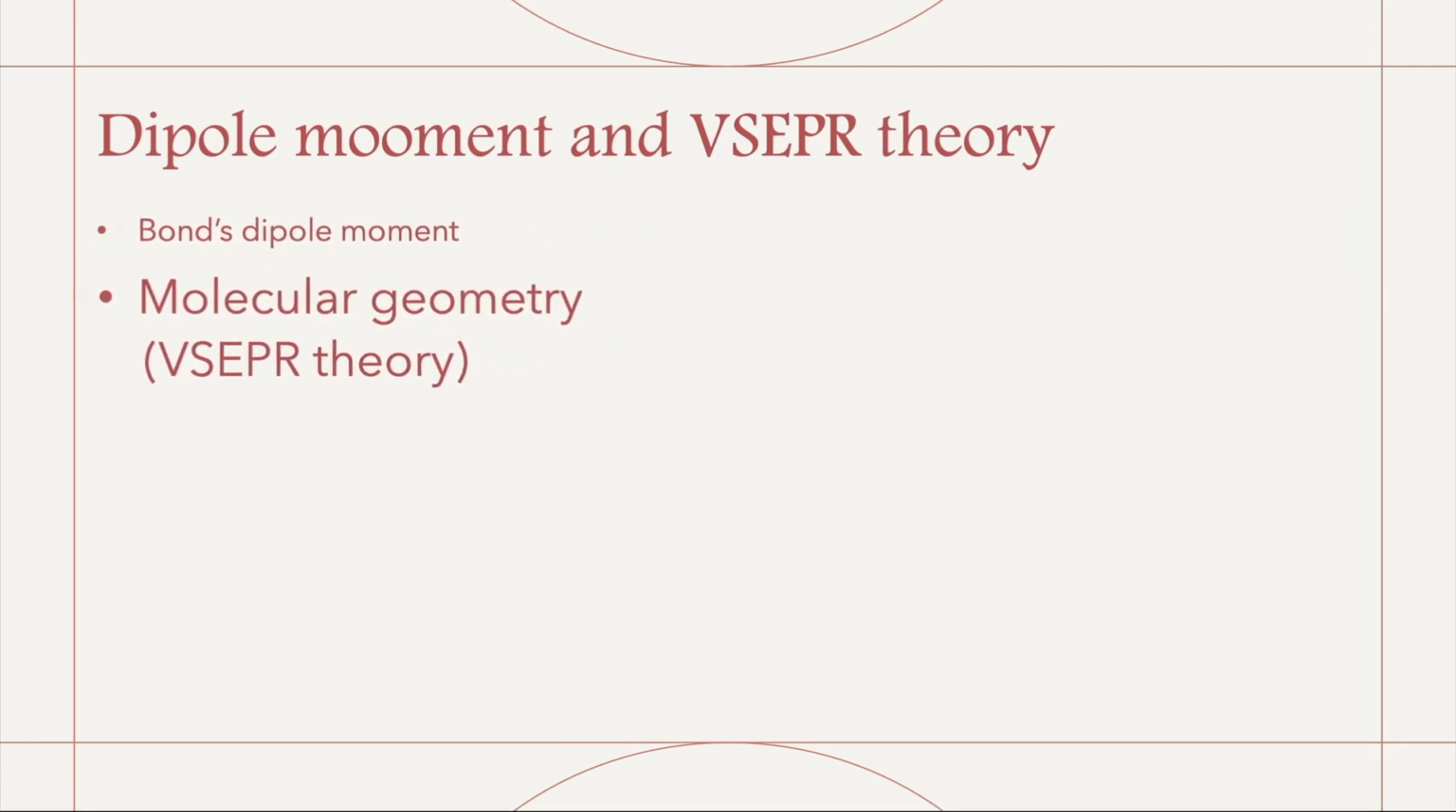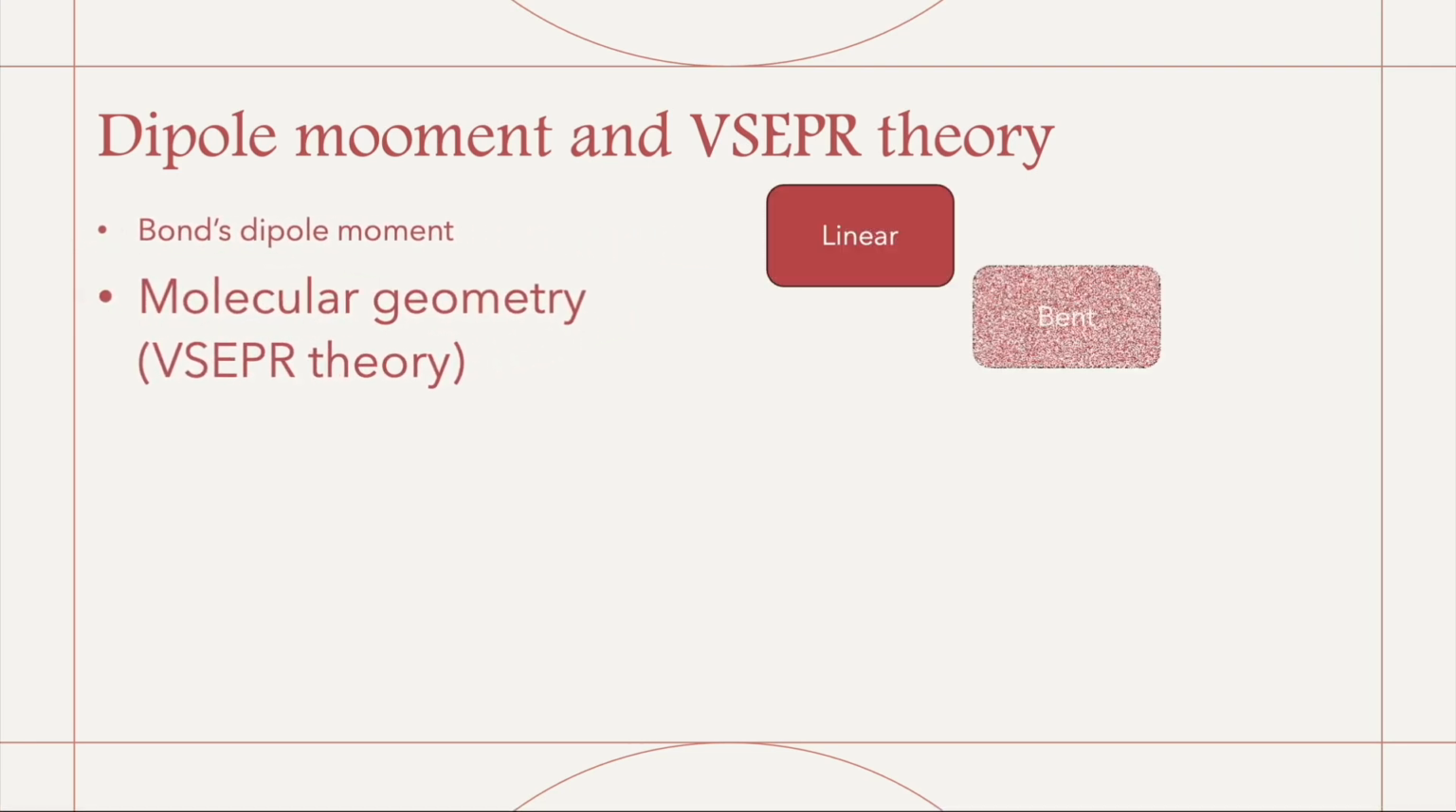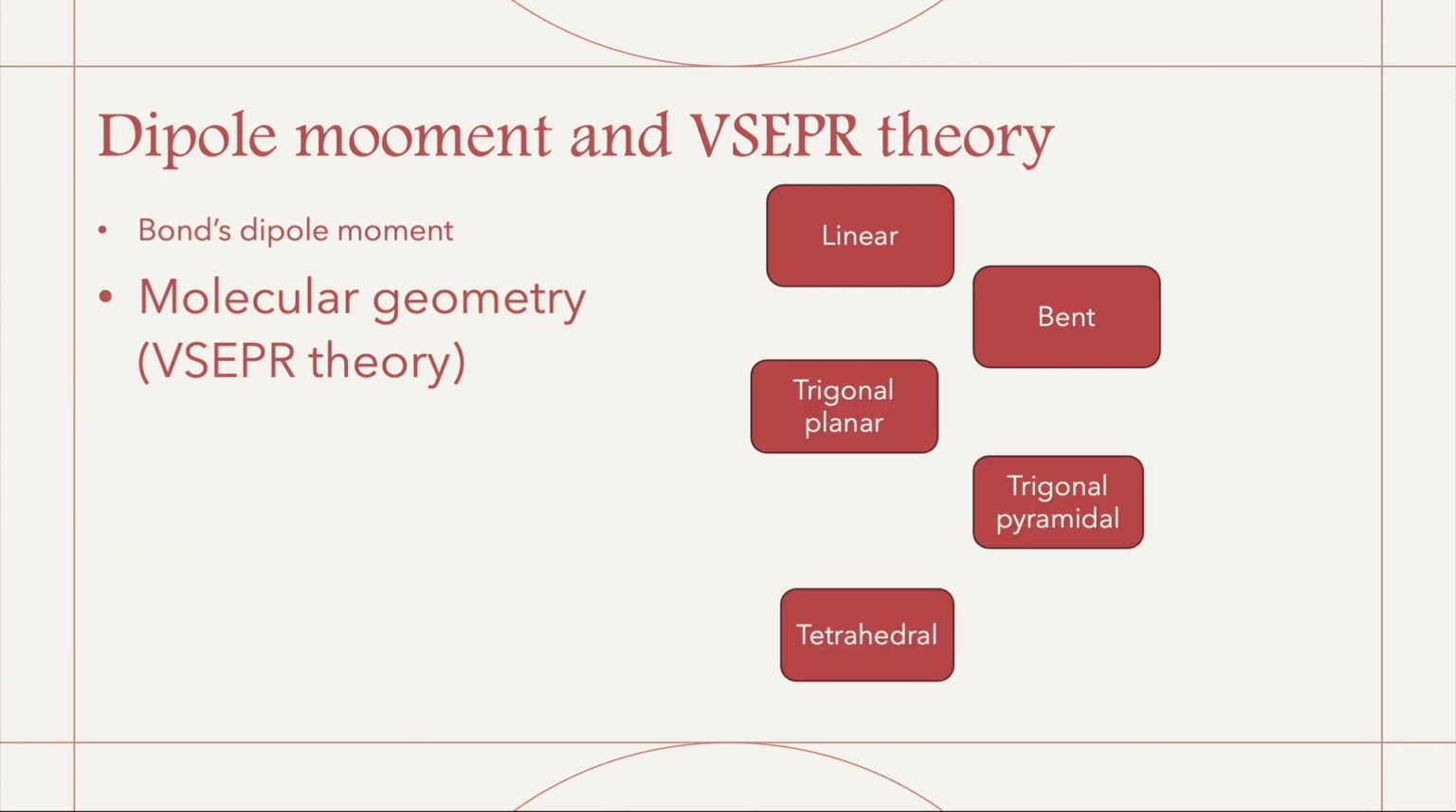Okay, now about molecular geometry and VSEPR theory. Even if a molecule has polar bonds, it might be nonpolar overall if the shape is symmetrical, which cancels out dipoles. We have some common shapes and polarity. If the molecular shape is linear, so 180 degrees, such as in carbon dioxide, the bond polarity will be polar, but the molecular polarity will be nonpolar because the dipoles cancel out each other.